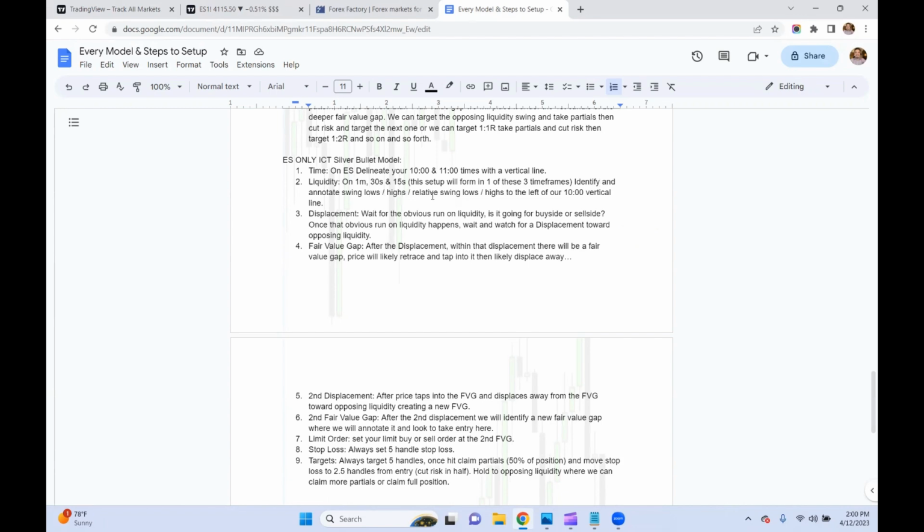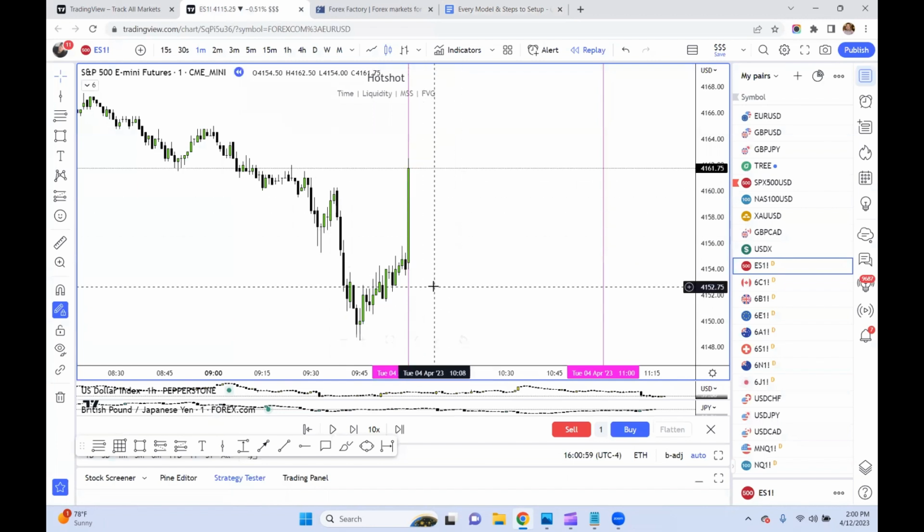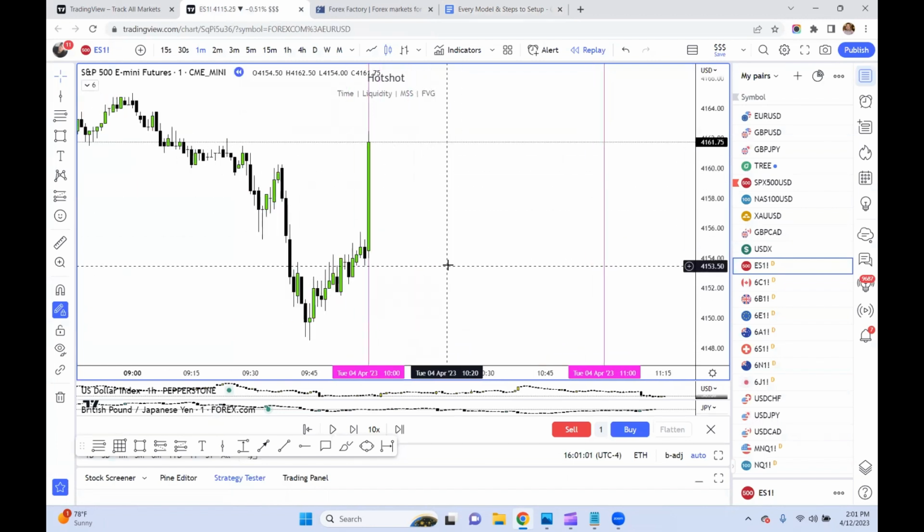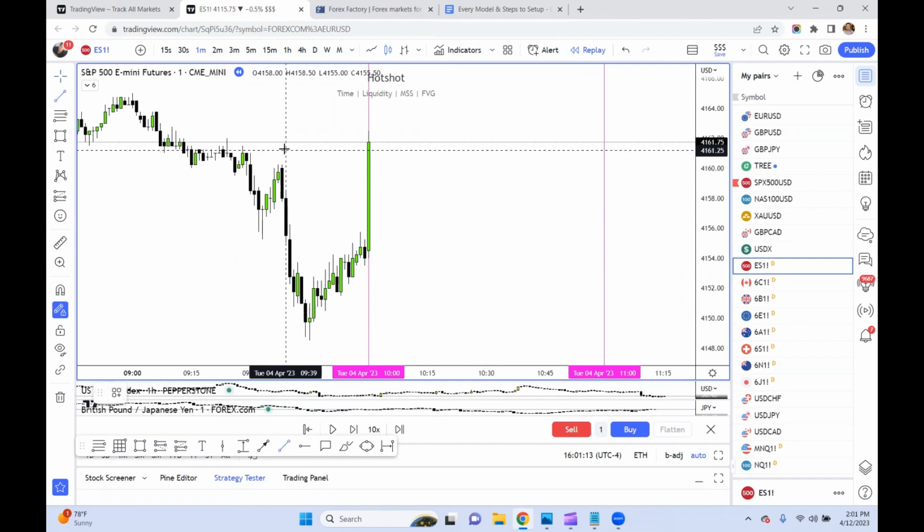So identify and annotate swing lows, highs, relative swing lows, highs. And it's literally the same thing. However, on this one, you're not looking for displacement. You're not looking for a market structure shift. Displacement likely will lead to market structure shifts, but ICT doesn't say specifically look for a market structure shift. And I know someone mentioned that too in a previous video. They're like, why are you assuming that ICT is referring to a market structure shift when he didn't say that? Well, it's because displacements often lead to market structure shifts. And you can't tell me they don't. It's true, it's a fact.